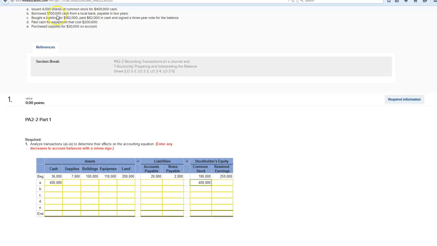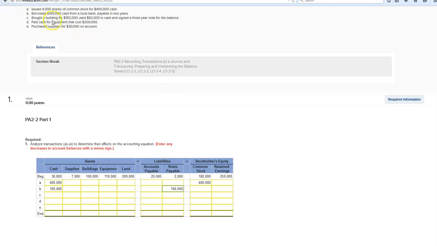In B, we borrowed $100,000 in cash from a bank, and it's payable in 2 years. Anytime you have borrowings, they're usually done through loans or notes payable. In this case, it's going to be notes payable. A note that is due more than 1 year into the future is considered a long-term note. So if we picture what's happening, we're receiving cash, we're signing a note and promising to pay. That's what we're giving. So our cash increases $100,000, and our notes payable increases $100,000.